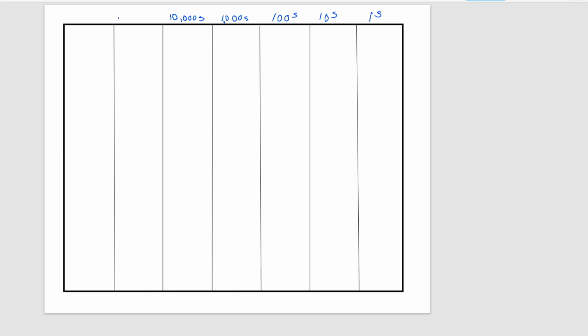That was the template from Lesson 2. And we're going to label our headings, our units, hundreds, thousands, 10,000s, 100,000s, and millions. And we're going to write two numbers in our place value chart that we're going to be comparing.